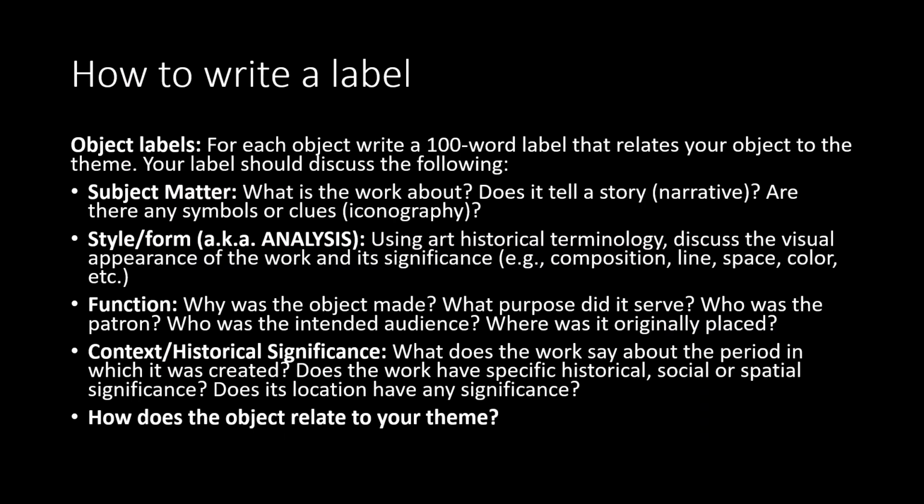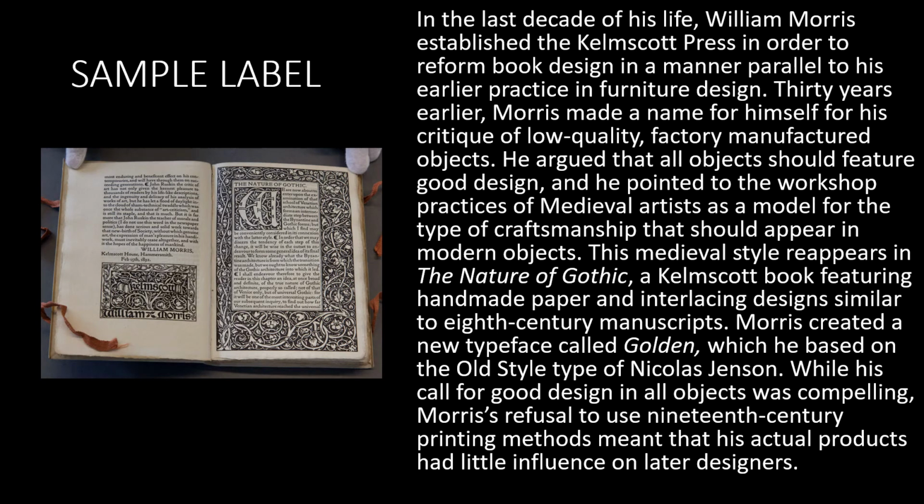For each of the objects, you're going to write a 100-word label. This is a pretty short label, and you will be discussing the subject matter, the style, the function, and the context of each object. And you want to think about how it relates to your overall theme. I have a sample version of this in Canvas that you can use as a model. Here is the one that I wrote for the Nature of Gothic.